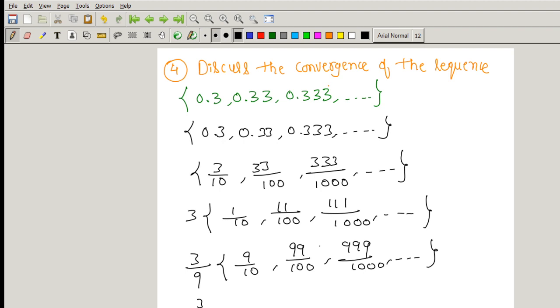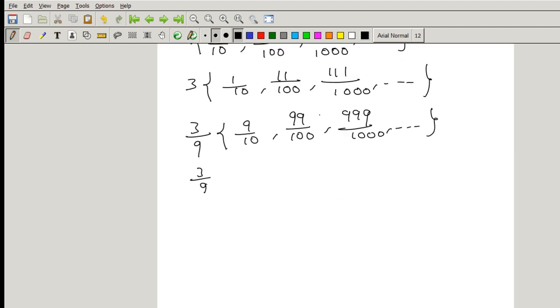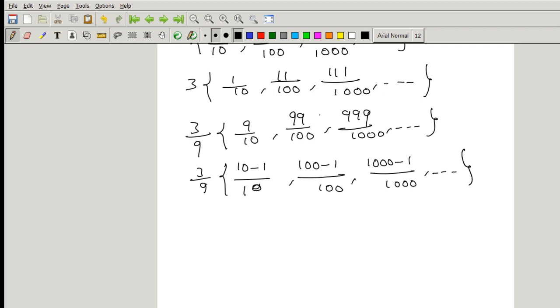3 by 9 into 9 by 10, which we can write as 10 minus 1 divided by 10. This is 100 minus 1 divided by 100, and 1000 minus 1 divided by 1000. Splitting these terms, we are left with 1 minus 1 by 10, 1 minus 1 by 100, 1 minus 1 by 1000, and so on.